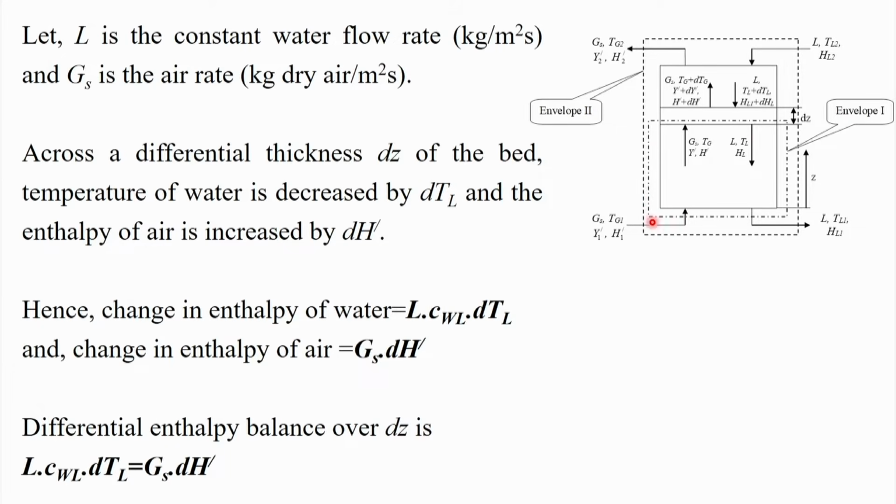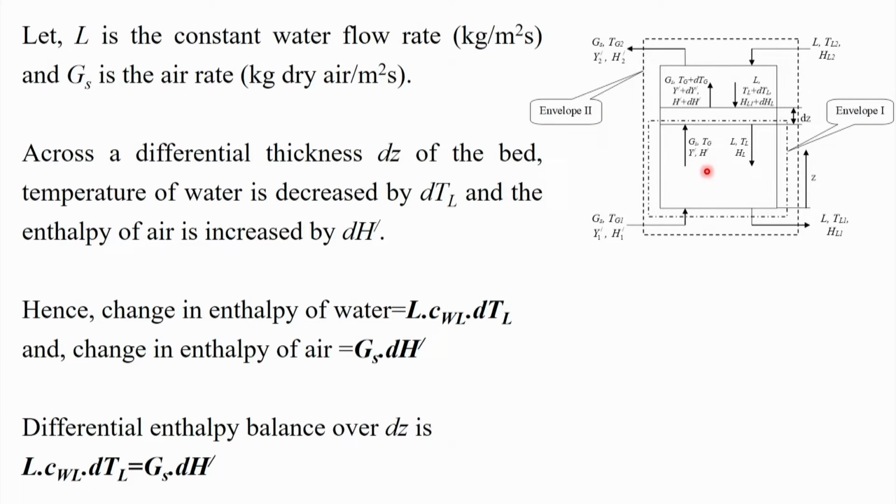After that, we will take one incremental height of dz, or thickness of dz. Across a differential thickness dz of the bed, the temperature of water is decreased by dTL, and the enthalpy of the air will be increased by dH prime, as some amount of water will be evaporated, and the evaporated water vapor will be added to the air coming from the bottom of this cooling tower.